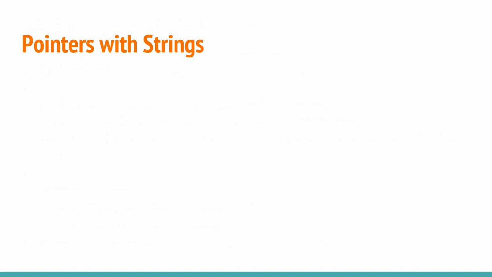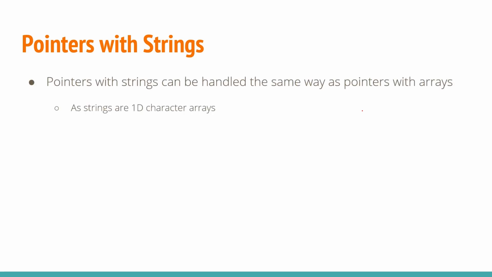Having seen how pointers and arrays are related, we can easily try to find the relationship between pointers and strings. So we can study how pointers and strings are related. Actually, pointers and strings are related the same way as pointers with arrays. Why so? Because strings are nothing but one-dimensional character arrays. Since we can associate any array with pointers, the same way even character arrays can also be easily associated with pointers.